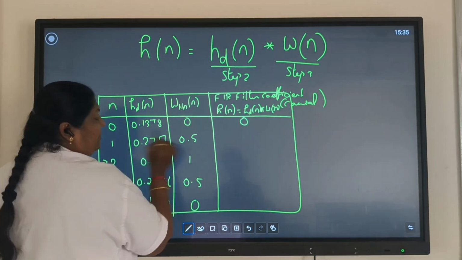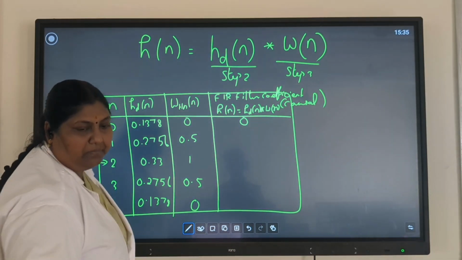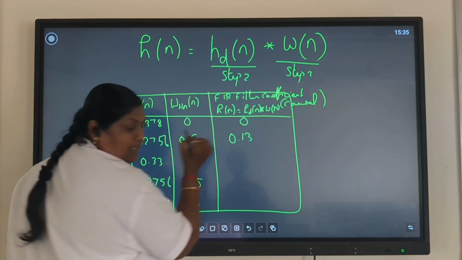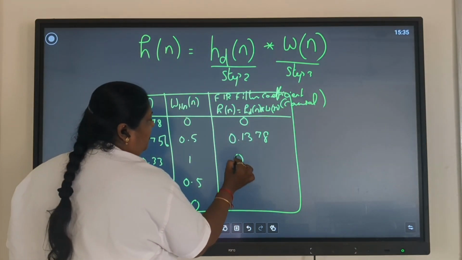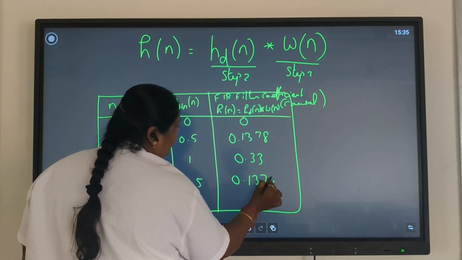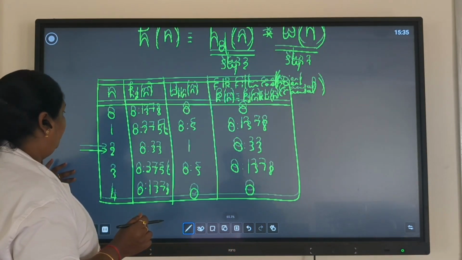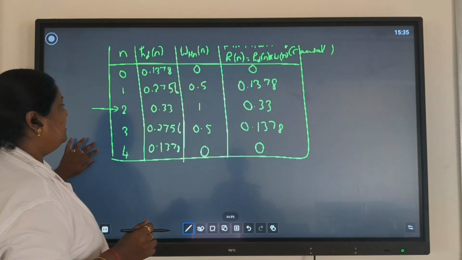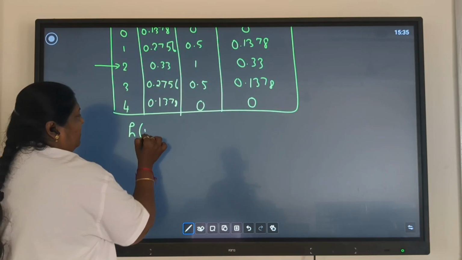This is 0. Multiplying this 2, I am getting a value of 0.1378. So multiplying these two values, I am getting 0.33. Here 0.1378. 0 with this value is 0. Now I have got a filter coefficient. So this is my filter coefficient.